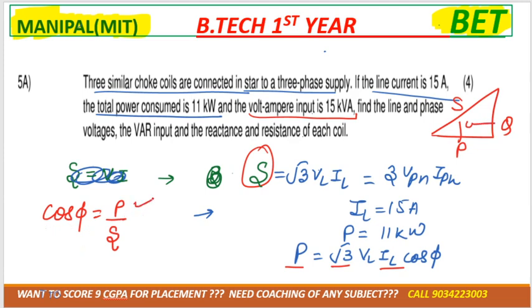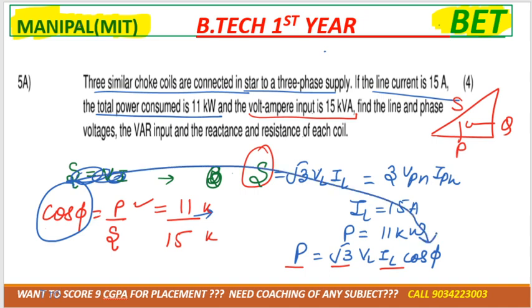So P we know is 11 and S we know is 15. Both are in kilo, so we don't need to convert them. Cos phi we can get from here. They said find the line and phase voltage, so we can get the line voltage, and this is a star connection, so VL is equal to root 3 VPH.